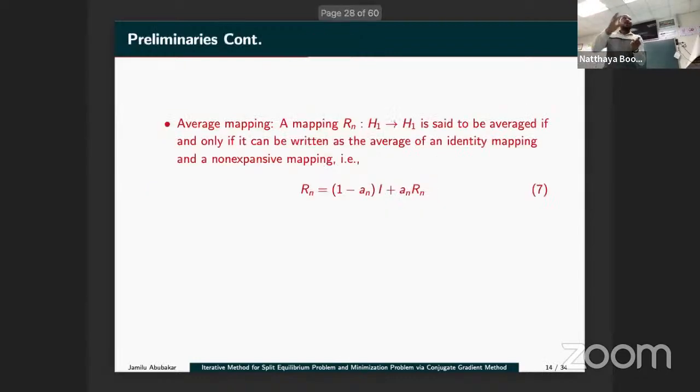So why the average mapping here? Let me recall that we say a mapping is averaged if it can be written as an average of an identity map and a non-expansive map. So you can see here this is a non-expansive map.